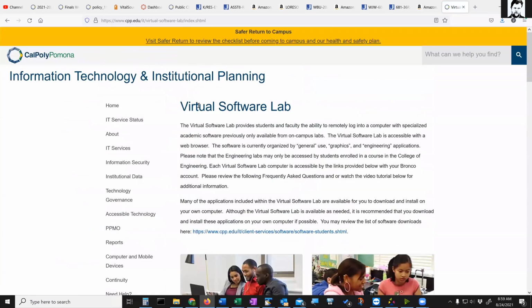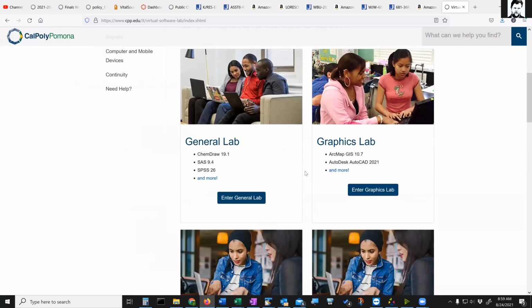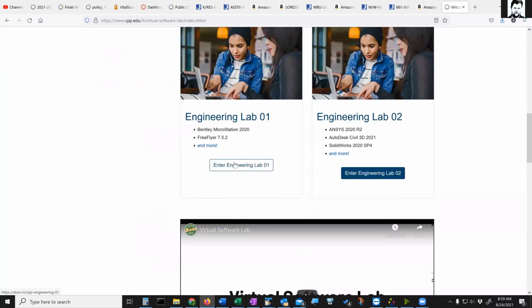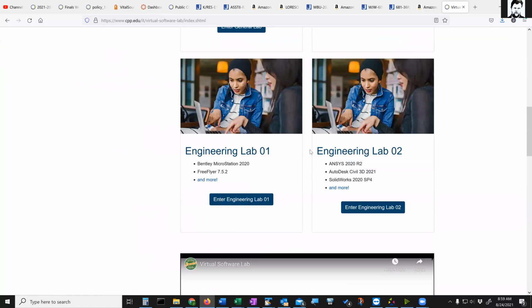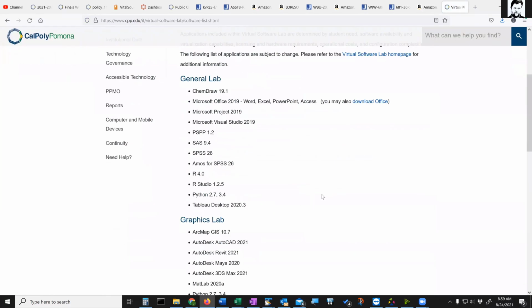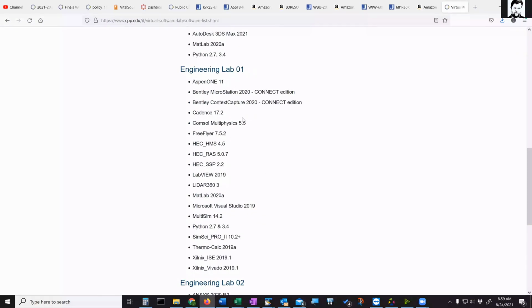So you can just come in here. It's called the Virtual Software Lab. Come down to engineering and choose the one that has the software you need. I can't remember which one of these it is, but you can just read the description here. Engineering Lab 01 has Cadence.